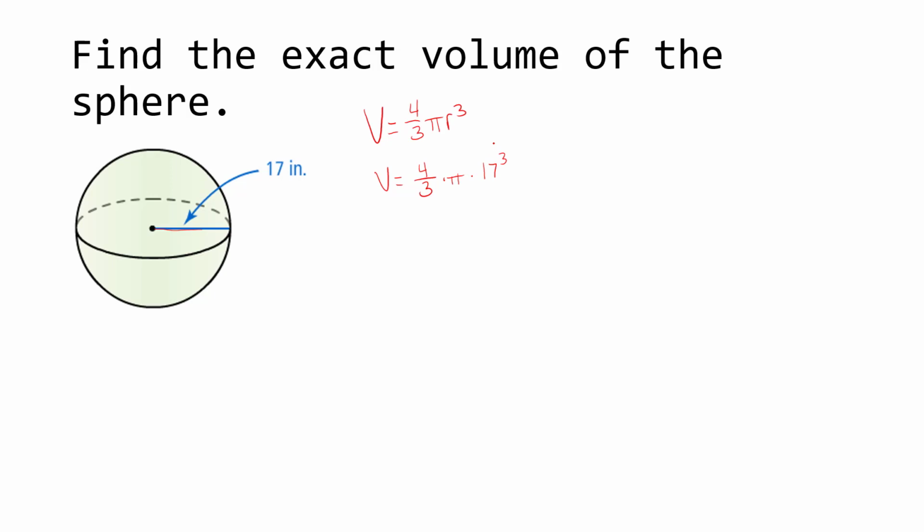Now, I don't know anybody in the class that has memorized 17 cubed. So we're going to go ahead and give it to you. The volume is equal to 4/3 times 17 cubed, which is 4,913 times pi.